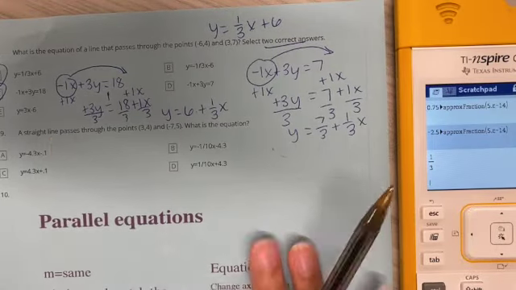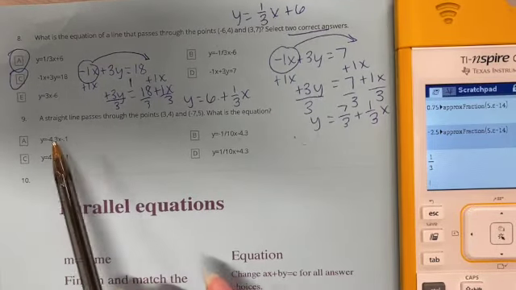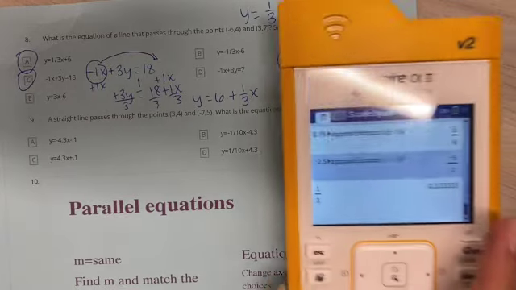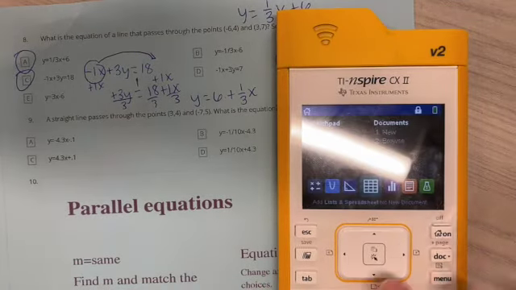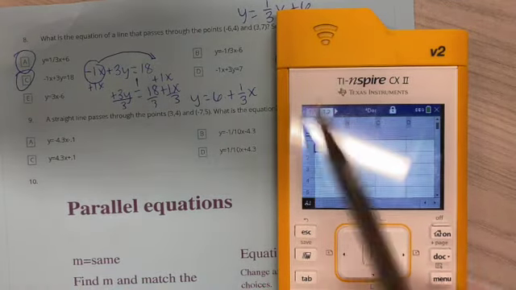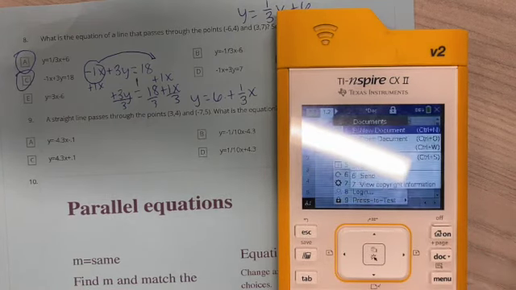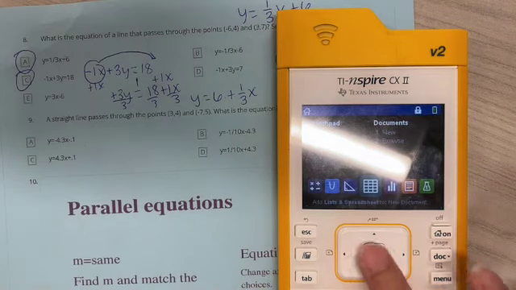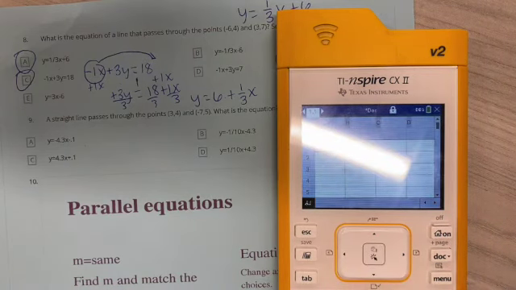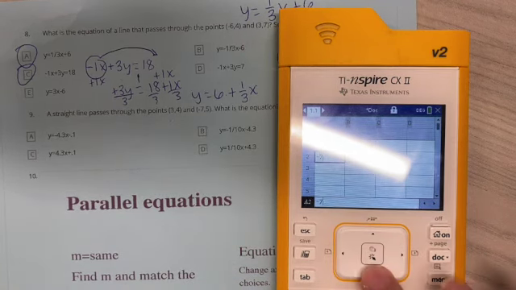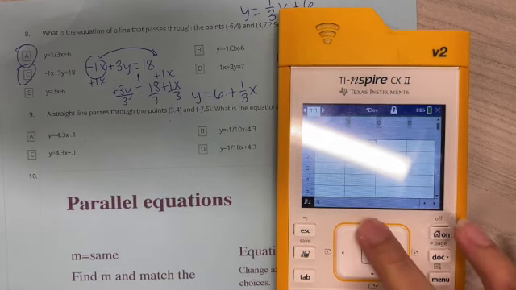Okay, next one. These ones are all MX plus B, so I can go ahead and start, which is great. I'm gonna go to list and spreadsheets. I need to clear out because I don't want that old data getting in the way. So doc 1.3, nope. List and spreadsheets, 3, 4, because the point is 3, 4. -7, 5, because -7, 5.